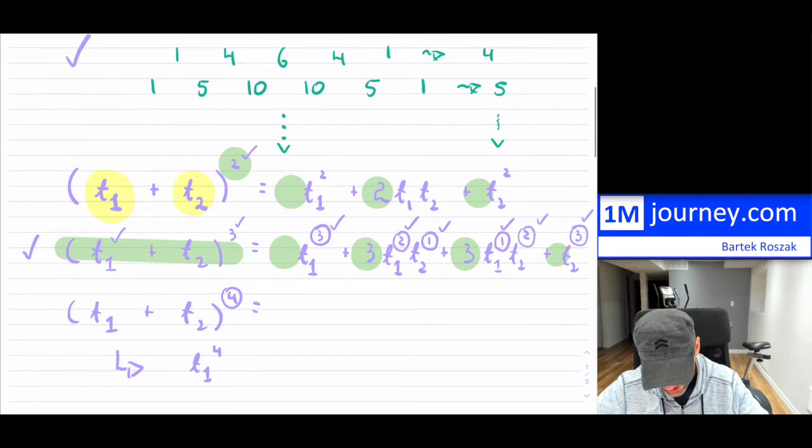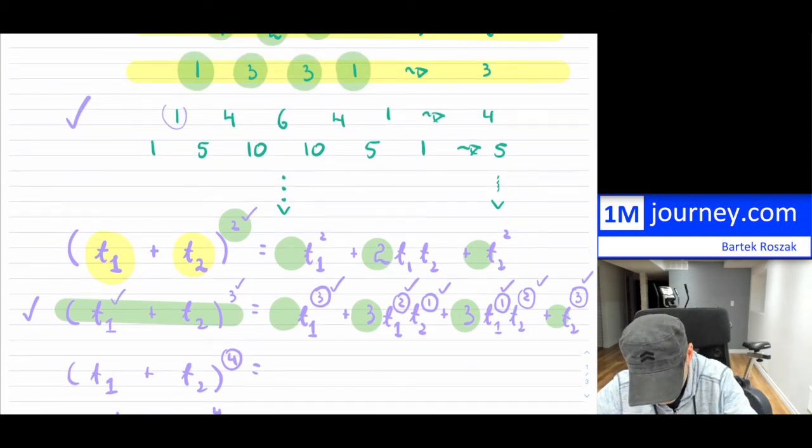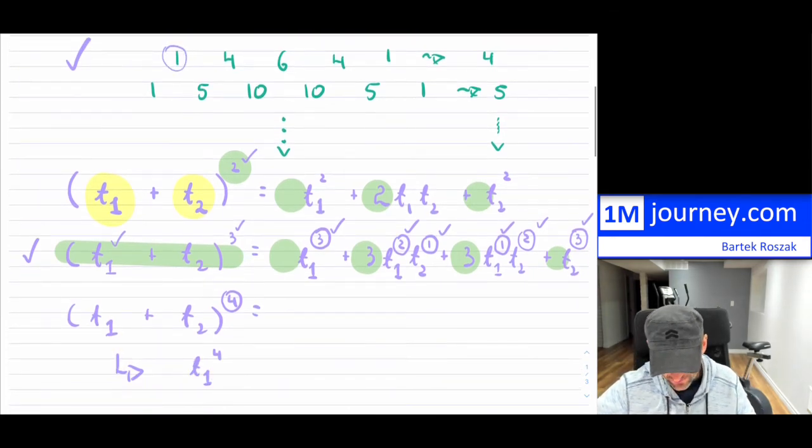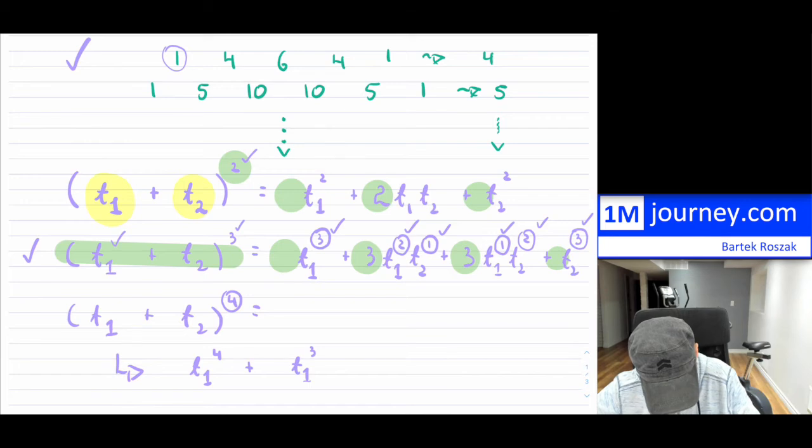My coefficient is going to come straight from here, so that's a 1. Now, there's no T2 in that first term. So now the second term, I'm going to leave a little bit of a space there, because I know what the coefficient will be. Now, it's going to be term 1 cubed, and term 2 is going to come in to the 1. My coefficient in front is going to be a 4.